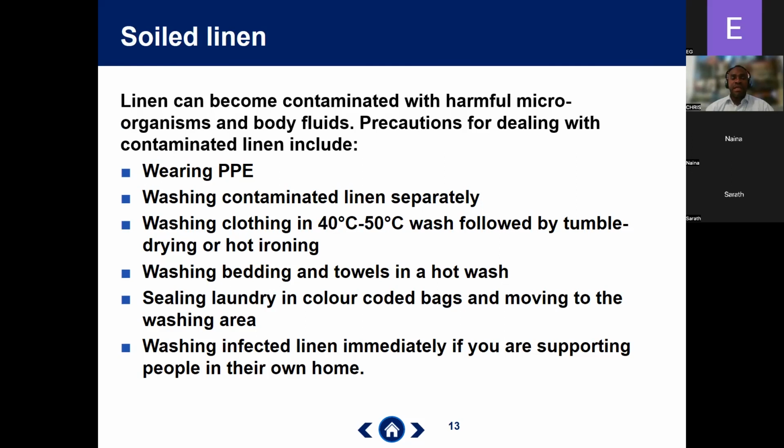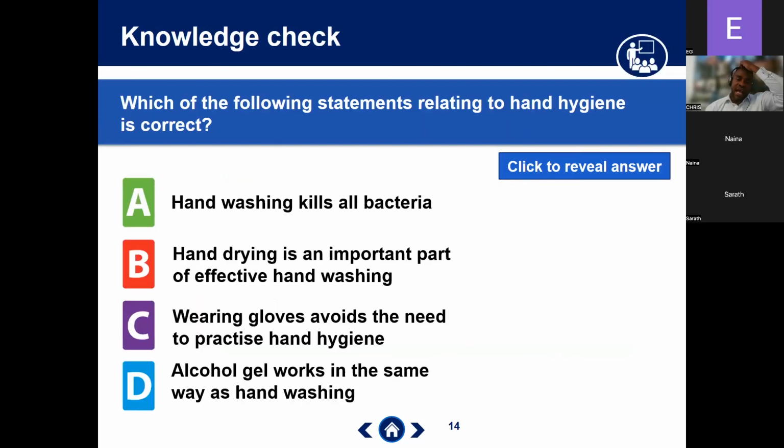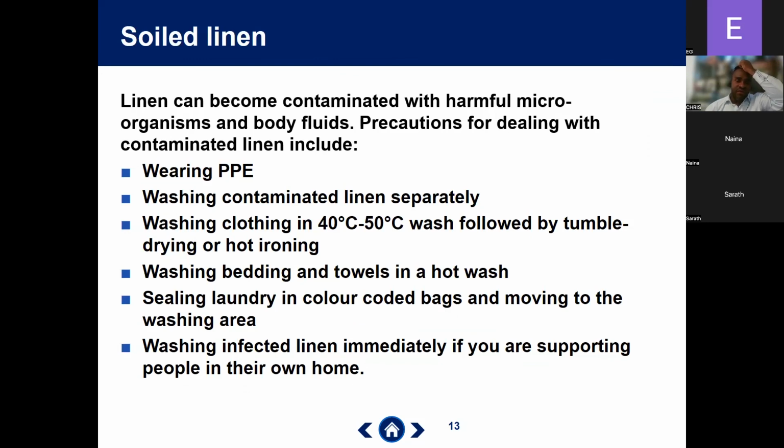These are also very important. That comes under what we talked about, safe laundry. So these are the key ways of maintaining, preventing, and controlling the spread of infection. Linen can become contaminated with harmful microorganisms and body fluids. These come from the beds on which the adults or the residents or the individuals sleep. And because some of them have incontinence issues, wee on their bed and do number 2 on the bed, precautions for dealing with contaminated linens are important.